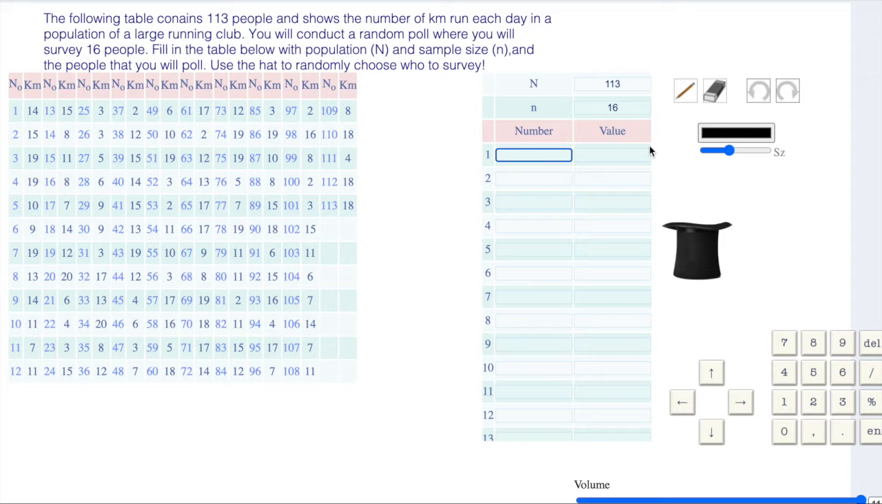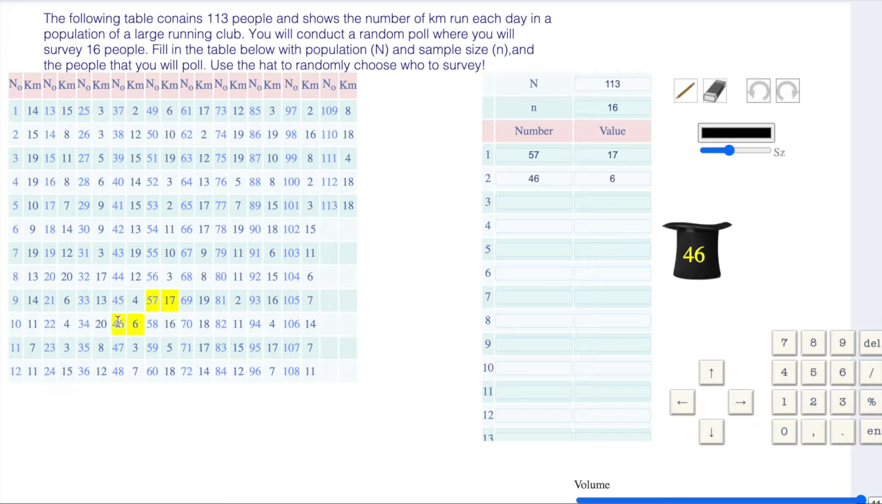It is without replacement, so it's like you're pulling the number out of the hat. You're not putting it back in the hat. You can only pick that number once. Person number 57 is going to be my first person that I choose. Click on it. When you click on the number, it populates the table with that number. And I click on the hat to get the next person, which is person number 46.